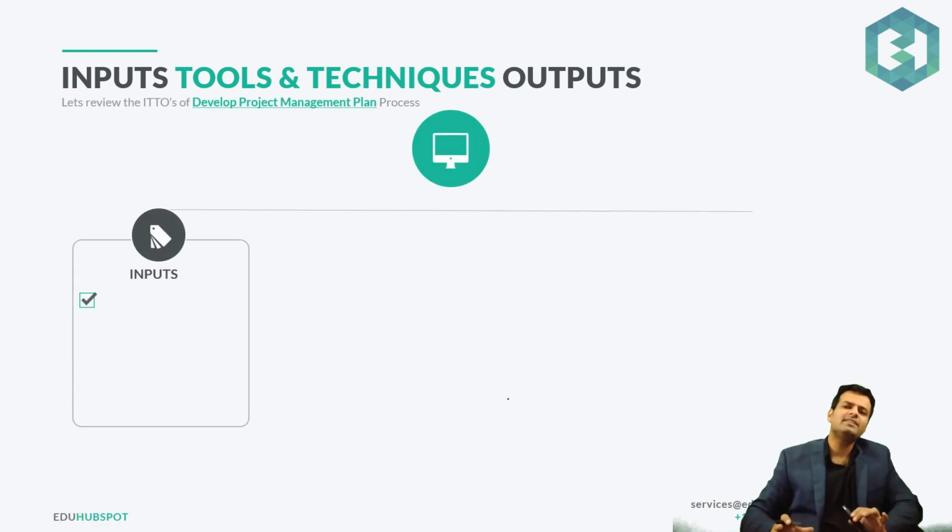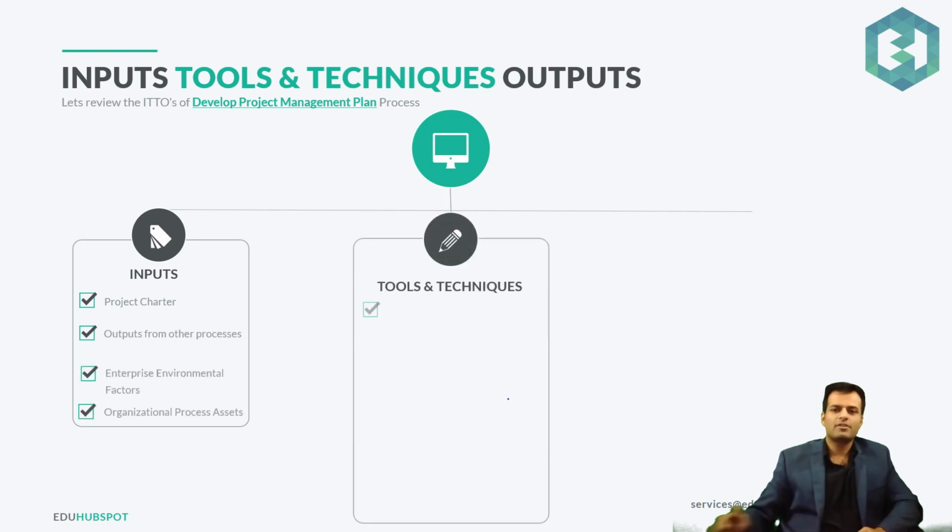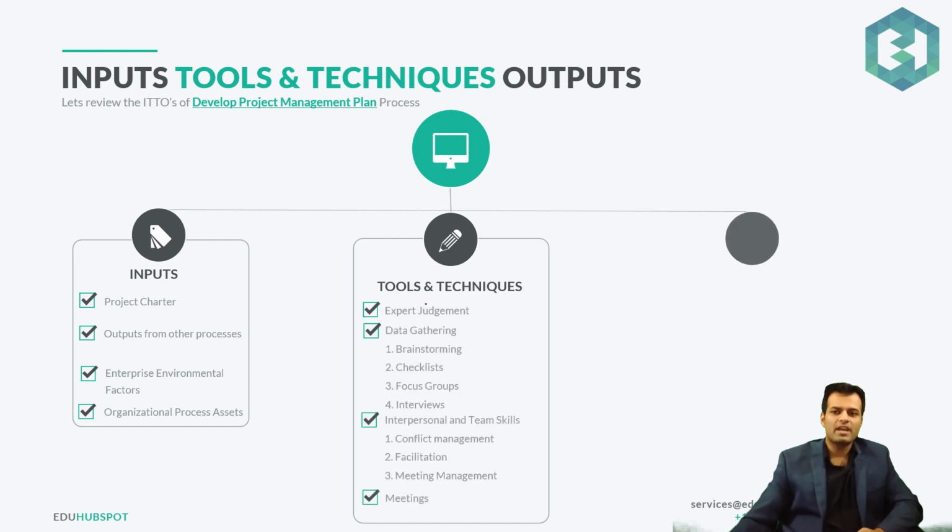Next, let's see what the different tools and techniques are for this process. First of all, in the input section, we have the project charter. Then we have outputs from other processes, EEF and OPA.